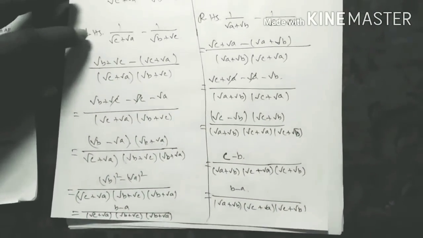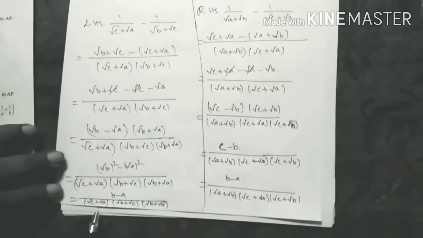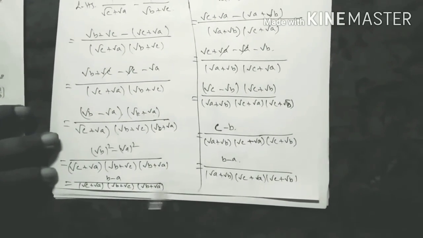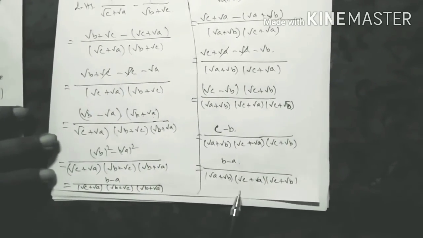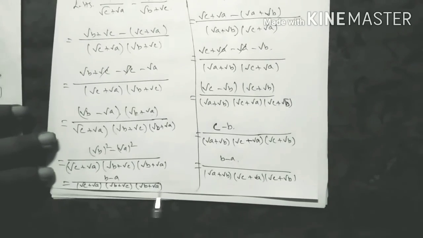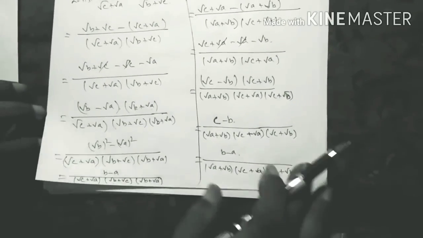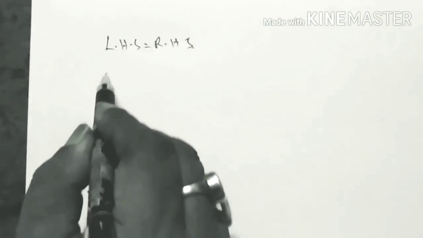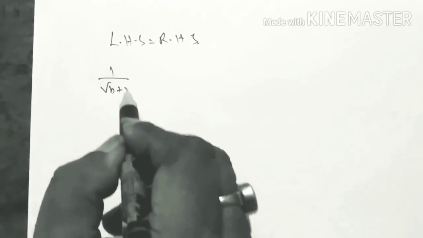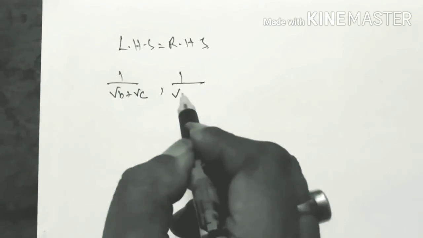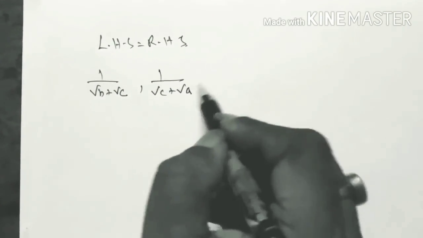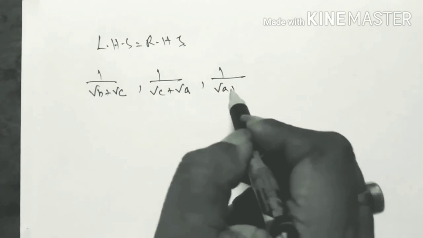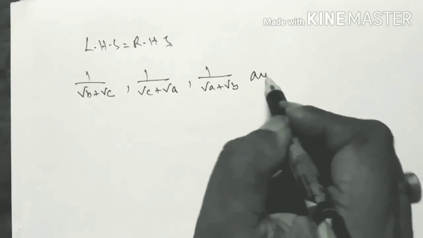Now if you compare the left hand side and right hand side, you see that both are the same. You can compare it, both are the same. So your left hand side is equal to right hand side. Now I can write that 1 by root B plus root C, 1 by root C plus root A, 1 by root A plus root B are in AP.